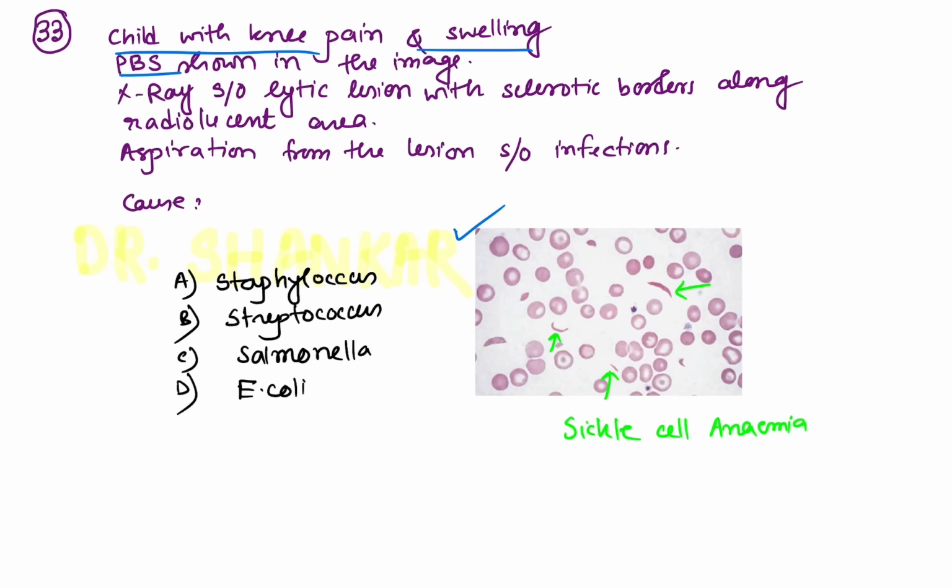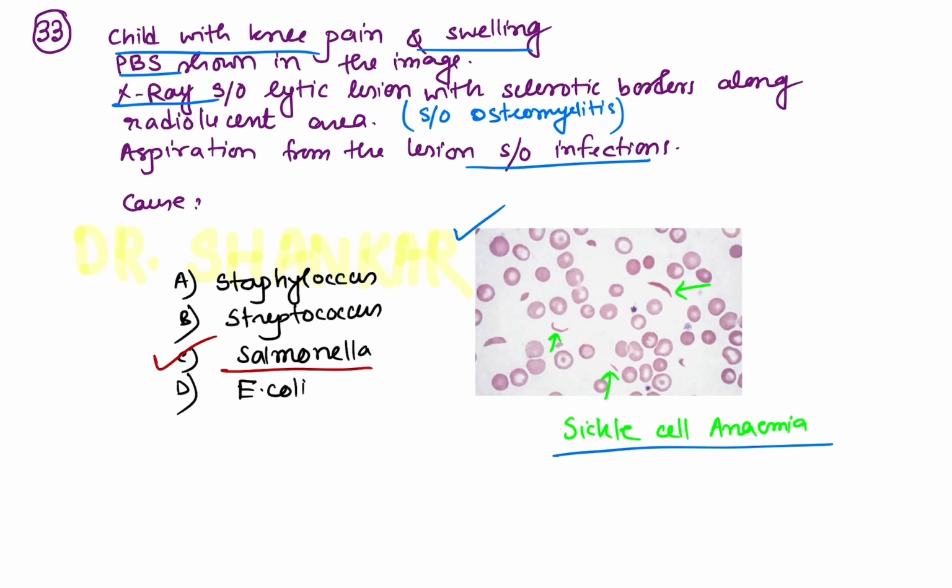X-ray was suggestive of lytic lesion with sclerotic borders along the radiolucent area. So the X-ray was suggestive of osteomyelitis, some lytic lesion, as the aspiration from the lesion was suggestive of infection. So this is a case of osteomyelitis in a case of sickle cell anemia. So the most common organism responsible for osteomyelitis or bony infection in sickle cell anemia is Salmonella. So the causative organism can be diagnosed as Salmonella.